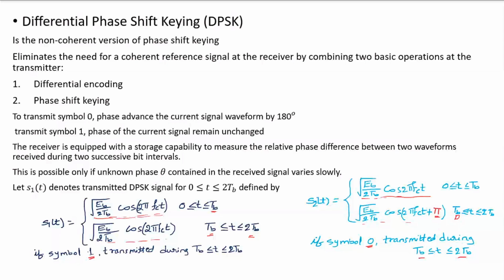For the modulated signal S1 of t for symbol 1, if you want to transmit the symbol in Tb to 2 Tb, you have to repeat the signal you transmitted in the first symbol interval. In the case of transmitting a 0 in the duration of Tb to 2 Tb, you have to advance the phase of the already transmitted signal by pi.